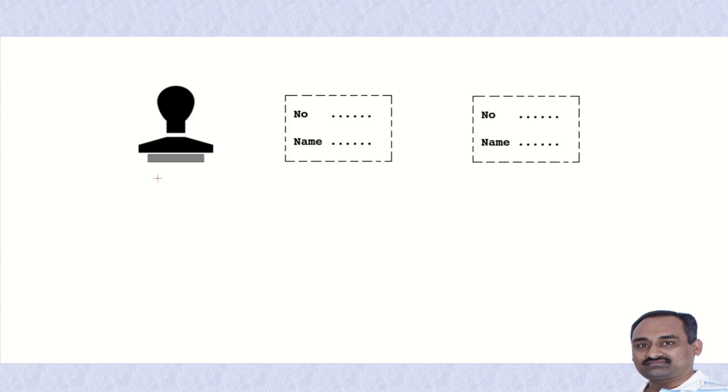Let's start with the fundamental element of object-oriented programming, a class. A class is a template to design an object. You can assume this rubber stamp as a class, and the imprints that you get from it are objects. You can observe each object owns a copy of attributes.